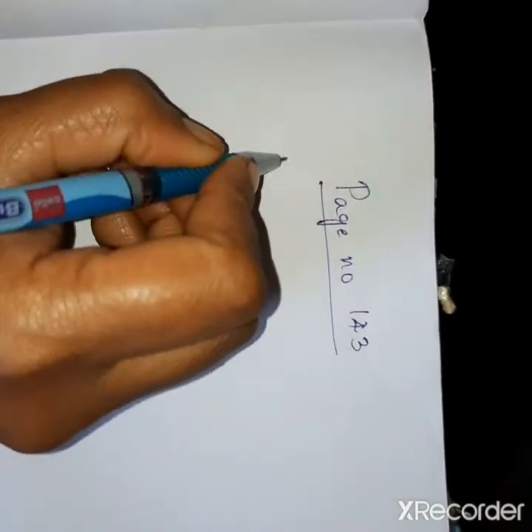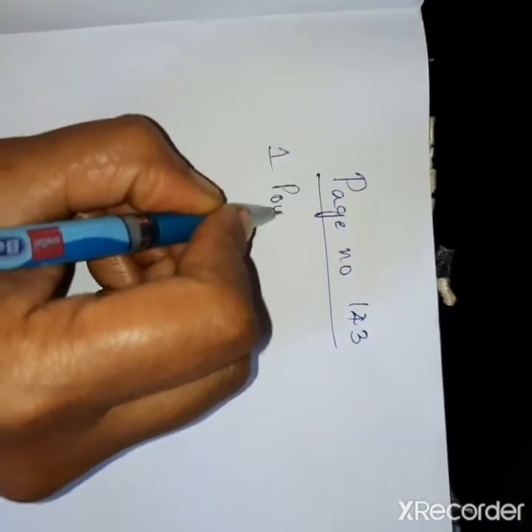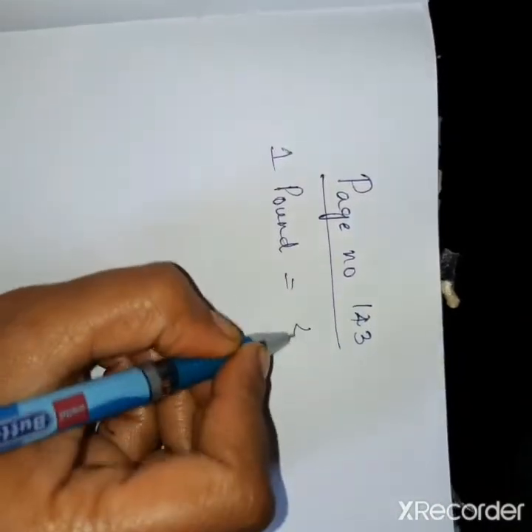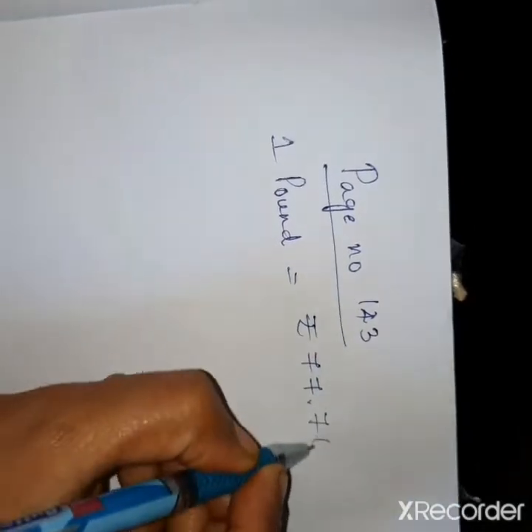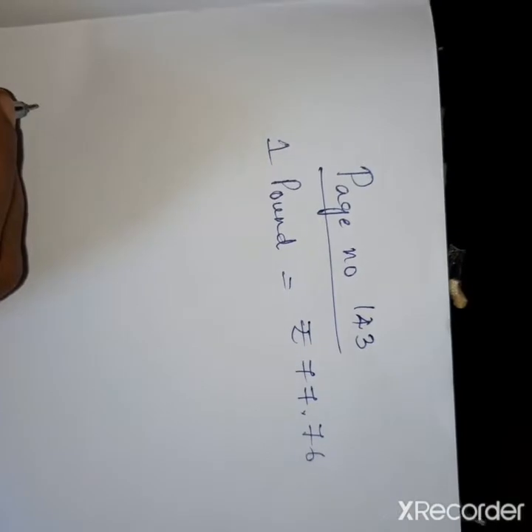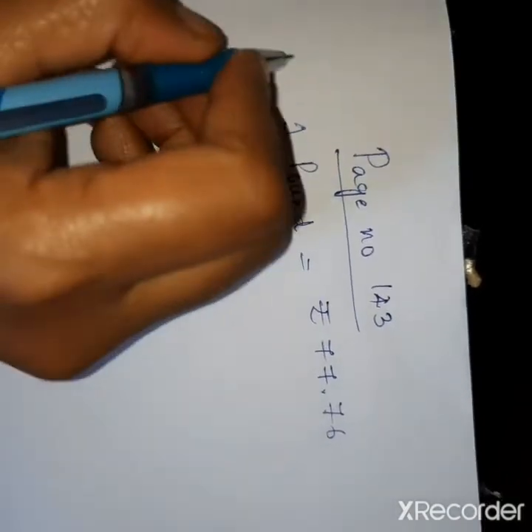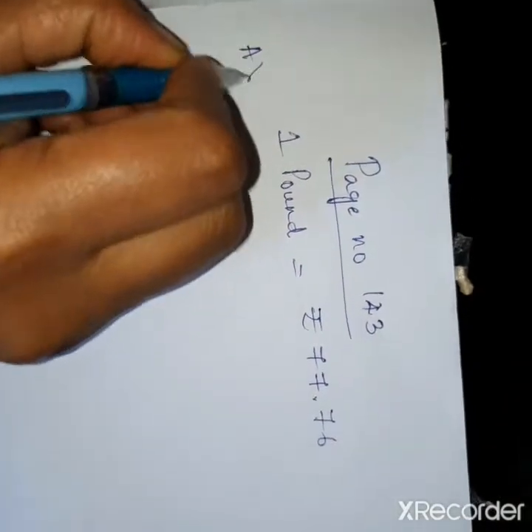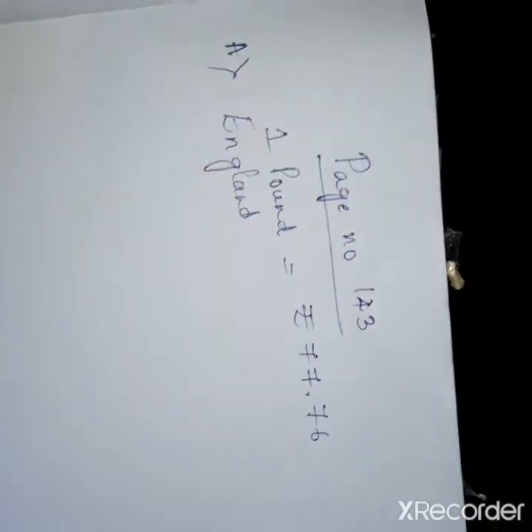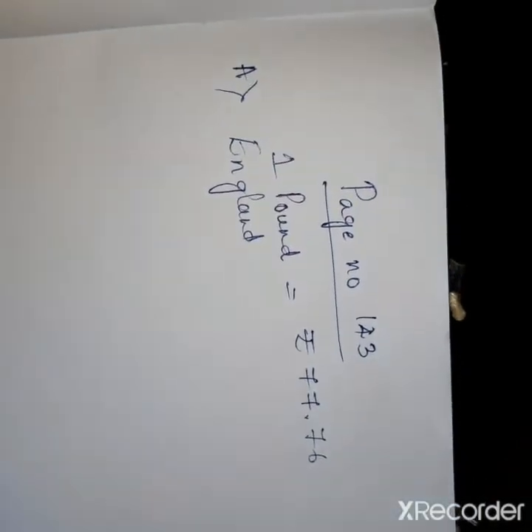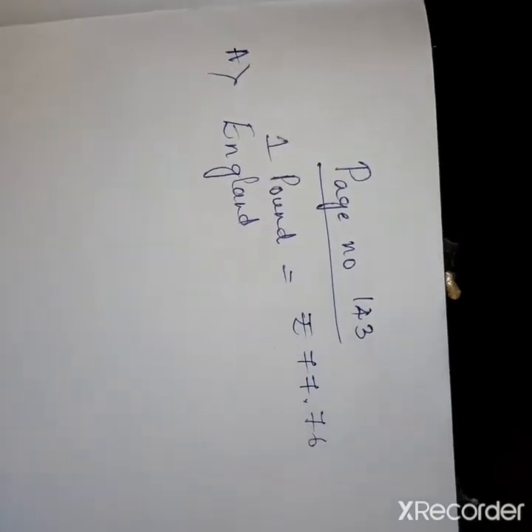See, 1 pound of England is equal to rupees 77.76. 77 rupees 76 paisa. So what is the answer for question A? England's currency costs the most in Indian rupees. Okay. Now let's move to question B, children.